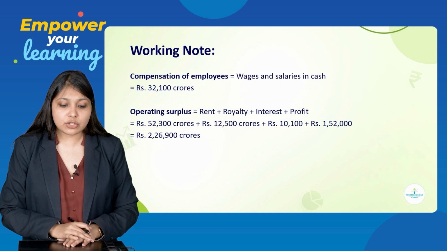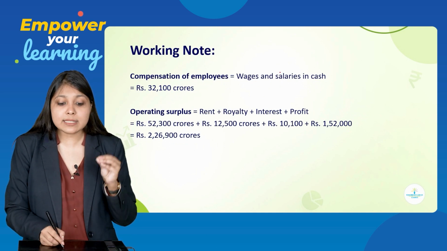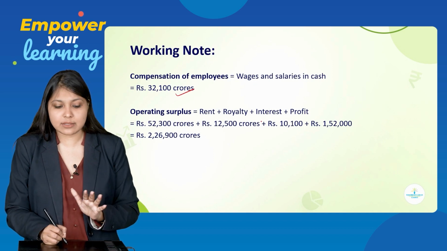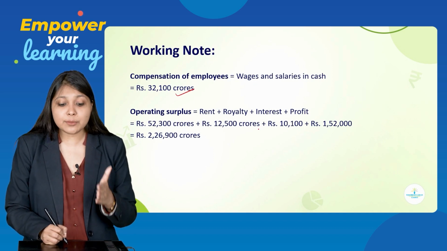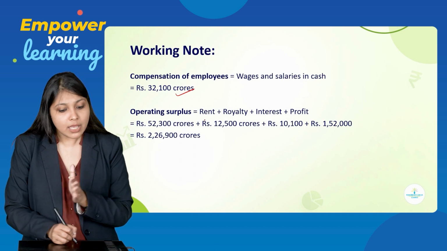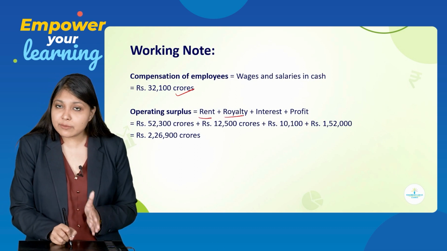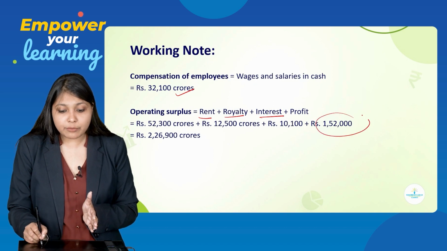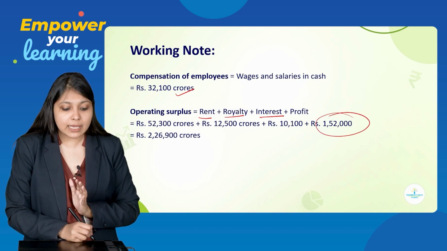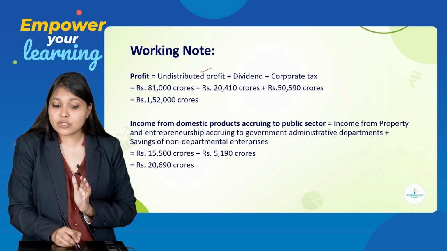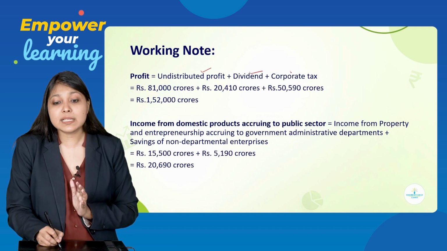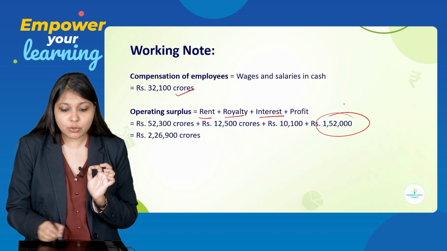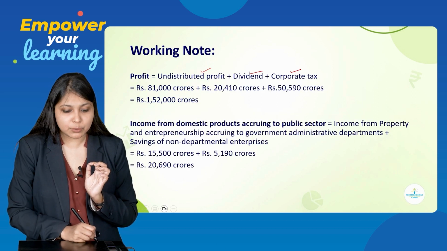First of all, compensation of employees. For compensation of employees, we have only wages and salaries in cash. So, directly you wrote it, that's all. Operating surplus is rent plus royalty plus interest plus profit. So, rent was given to you directly, royalty was also given directly, interest was also given directly. Profit: now from where did this 1,52,000 come? So, profit is equal to undistributed profit plus dividend plus corporate tax. You add it, make a sum of it, 1,52,000, and you have put it over here as 1,52,000.